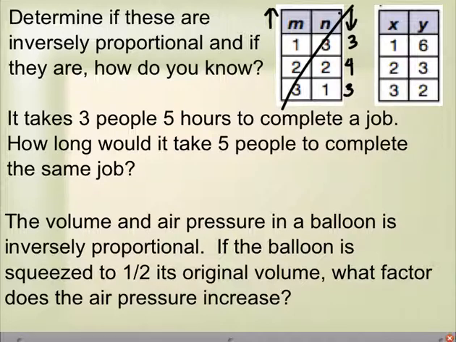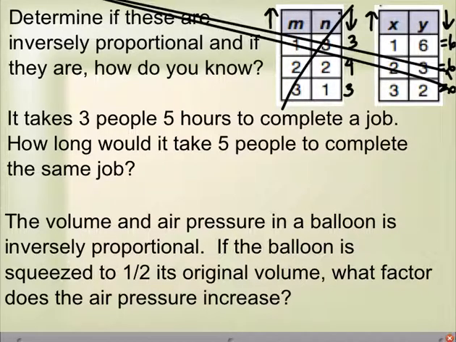On my second example, we are increasing while the other is decreasing, and it looks like my product is 6, this is 6, and this is 6. So yes, this is inverse variation, and I could even write an equation by saying y is equal to my constant 6 divided by x. Or you could write it like we've done in the past, xy is equal to 6. Both of those are the same.